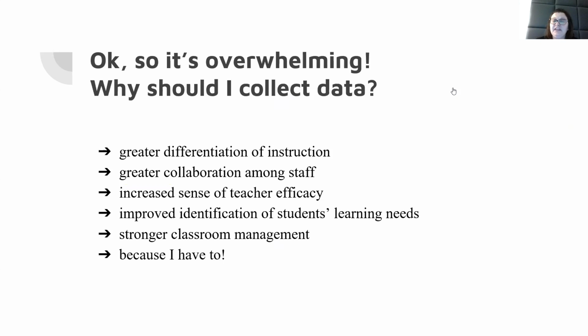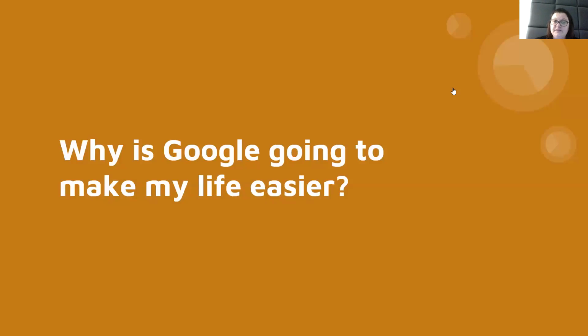We have improved identification of student learning needs. Kind of goes with differentiation, but it's also about accommodations. If we're actually monitoring this, we're going to have stronger accommodations for our students. Then we have stronger classroom management strategies. And the final one, because you have to, progress monitoring is the law. So it is overwhelming, but there are a lot of ways we can do this.